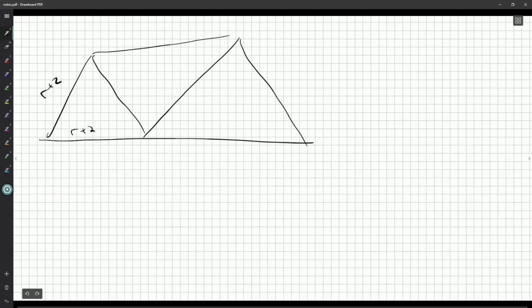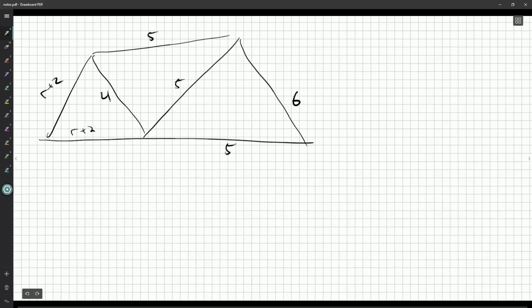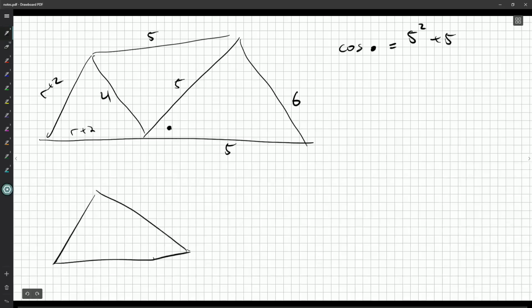R plus 2, R plus 2, 4, 5, 5, 5, and 6, I think. Yes. So let's figure out this angle here. Let's give it a name. Call it, say, theta. Actually, no, I can leave it as dot. That's fine. So cosine of dot is equal to, now I have to remember the cosine law. So 5 squared plus 5 squared, just in case you need a refresher. I mean, I don't use trig all the time in my job, so sometimes you forget these things.